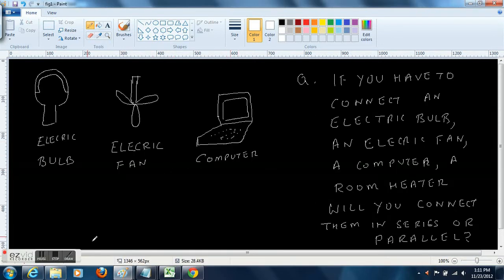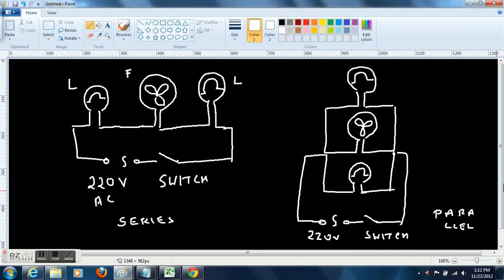But in case of our domestic use, for example when we have a couple of lamps, electric fans, a washing machine, and other things, we always connect them in parallel. So the question is, are we going to connect them in series or in parallel?